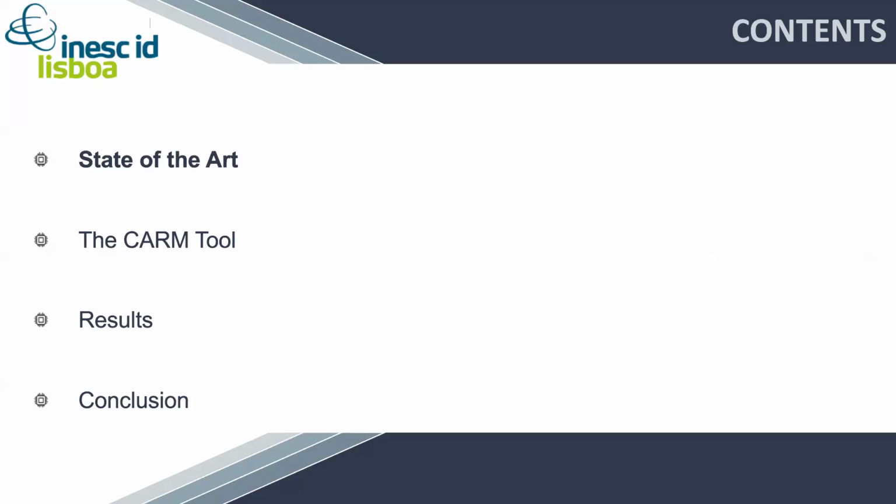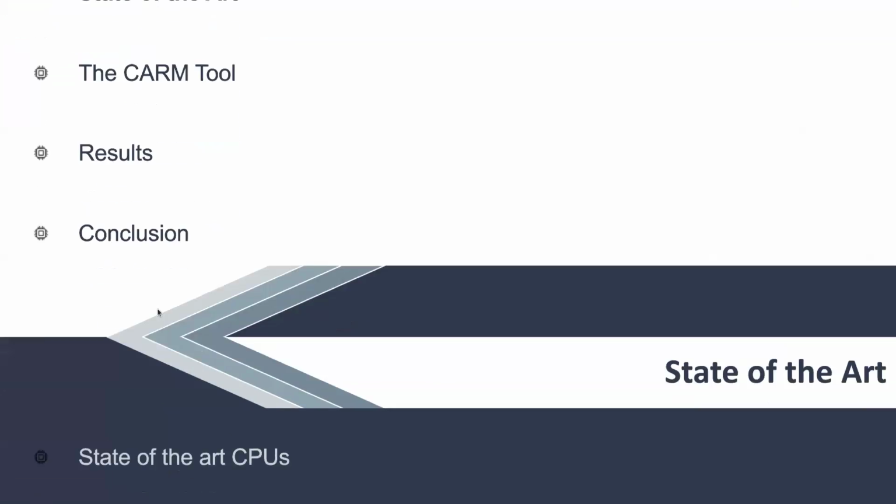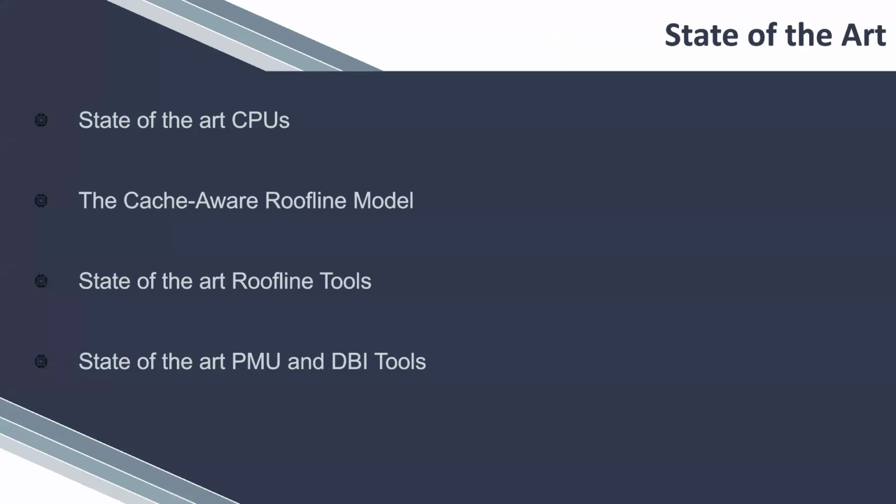These are the contents of this presentation. We'll start with the state of the art, then present the CARM tool, and then move on to the experimental results and the conclusion. In this state of the art overview, we'll give you some context around modern CPU architectures, the cache-aware roofline model itself, other tools that also implement the Roofline model, and application analysis tools based on performance counters and dynamic binary instrumentation.